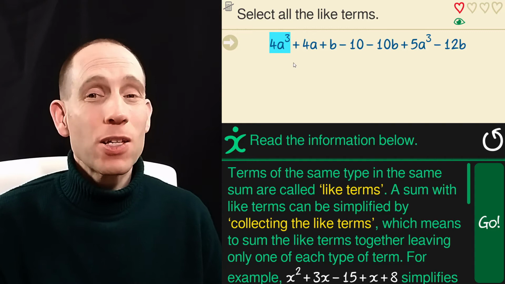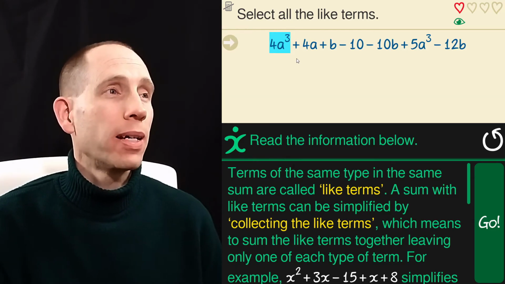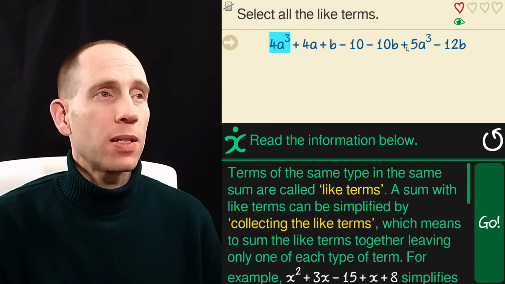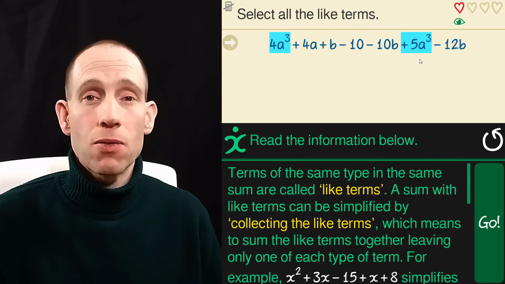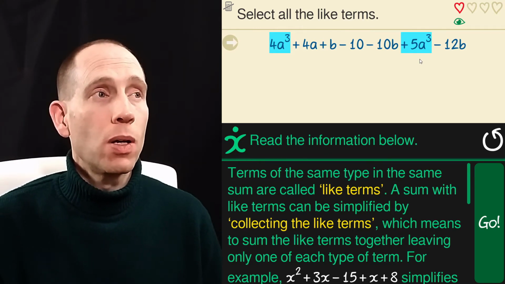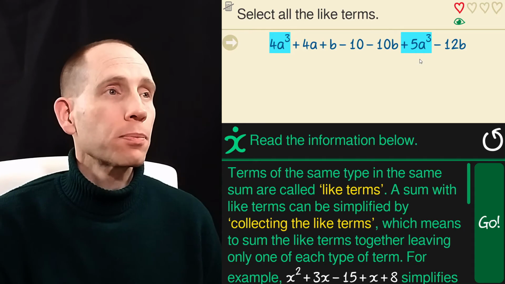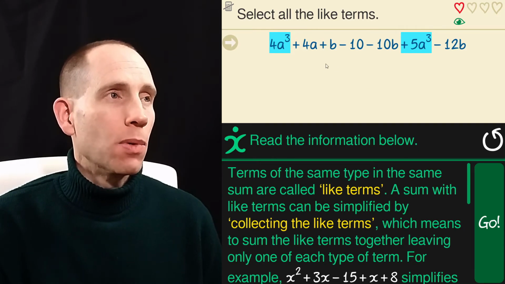So I'm looking for a cubed terms. Can we see any more a cubed terms? And this one, plus 5a cubed, that's another a cubed. So those are like terms. Those two are the same type of term. Let's see if we've got any more.